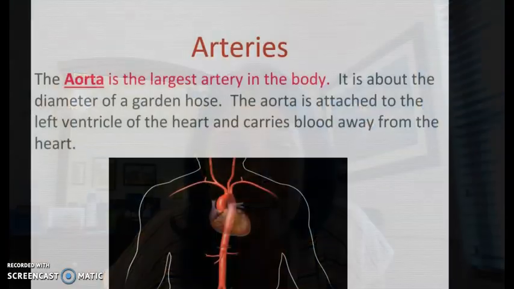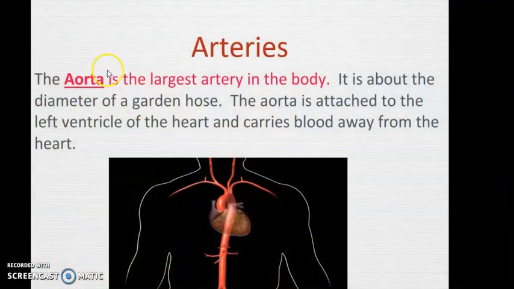All right, who remembers what the largest artery is and the largest vein? Let's start with the largest artery. What do you think? It starts with an A. That's right, it is the aorta. This is the largest artery in the body that comes out from the heart, and it sends blood to all parts of your body.